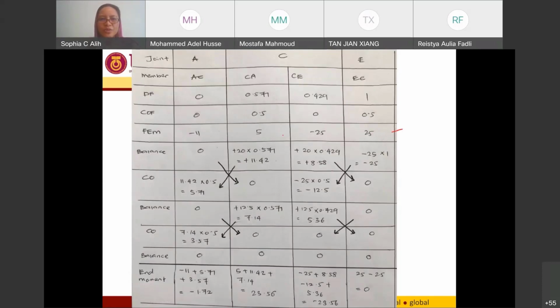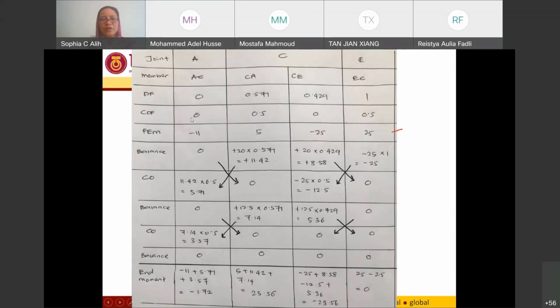So right now for the joints A, C, and E over here, in order for me to balance this one, the distribution factor is 0, and for member C, I have 5 and negative 5, so I have to introduce a positive 20. So this is when it goes positive 20, distribution factor times this one, and this distribution factor is 1. So I have negative 25 to balance this positive 25, so I get negative 25 times 1 equal to negative 25. Now from here I have to carry over, right?